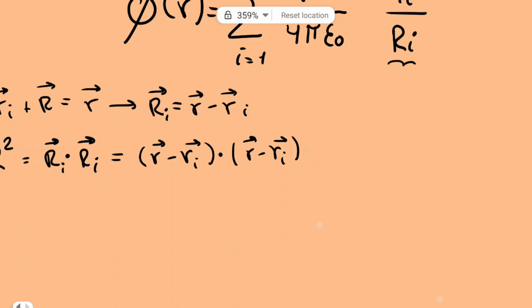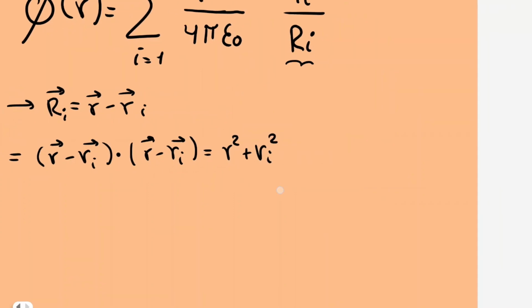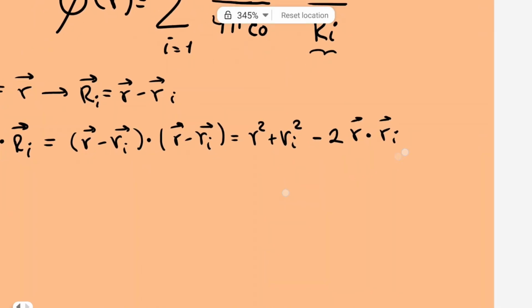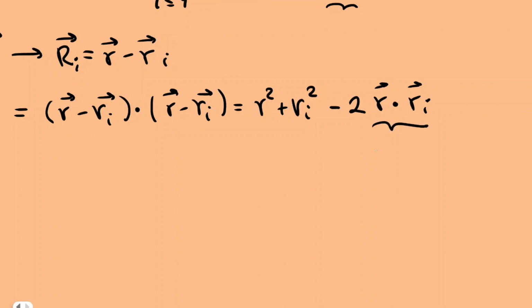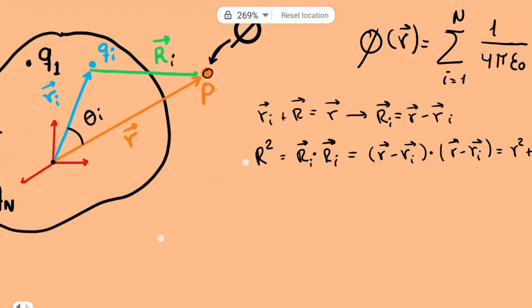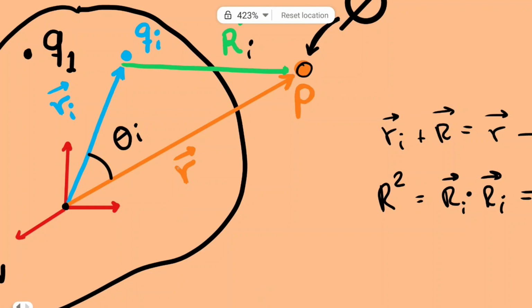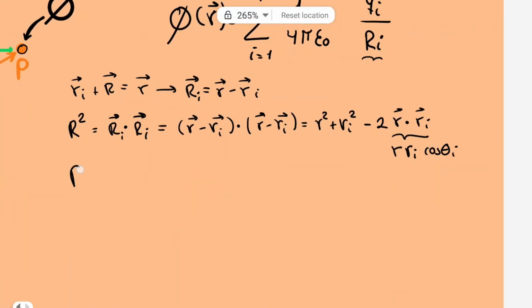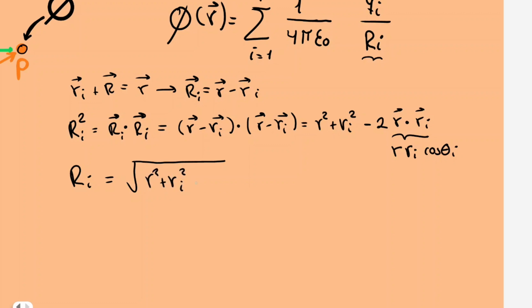This is going to be r squared plus ri squared minus 2 times r dot ri. But we know that this is equal to r times ri times cosine of theta i, where theta i is the angle between ri and r. So we finally get that Ri is the square root of r squared plus ri squared minus 2 r ri cosine of theta i.